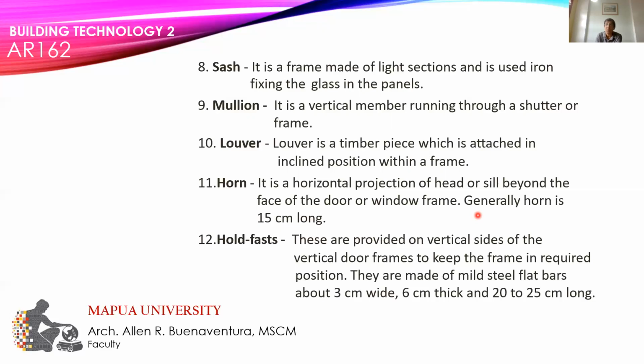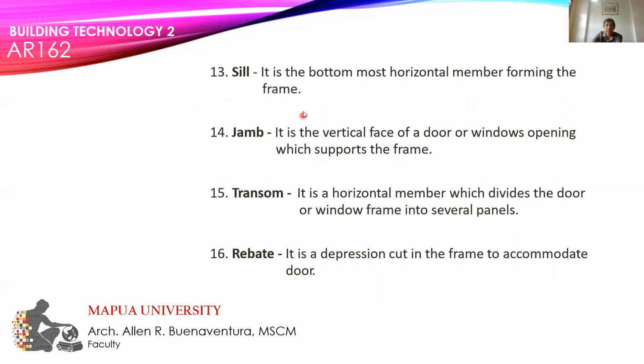So the holdfasts are the ones that are being attached to the wall. Okay, so we also have the sill. It is the bottommost horizontal member forming the frame. The jamb is the vertical face of the door or window opening which supports the frame. The transom is the horizontal member which divides the door or window frame into panels. And the rebate is the separation cut into the frame to accommodate the door.